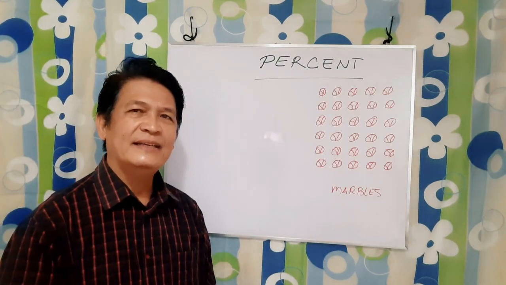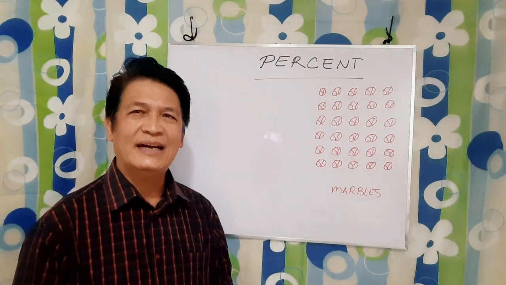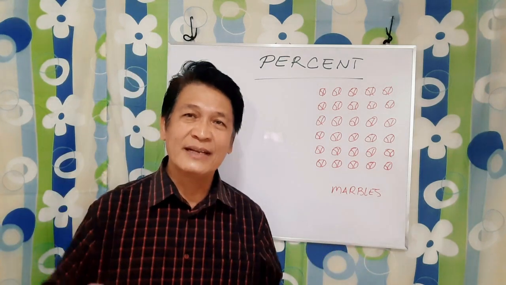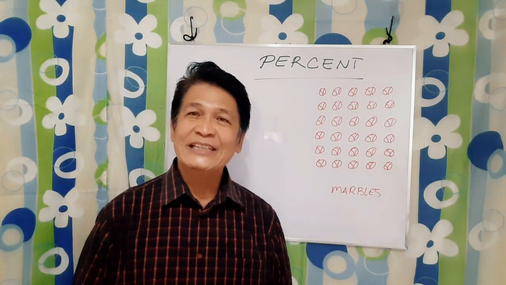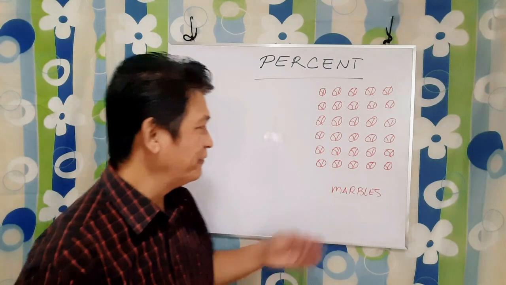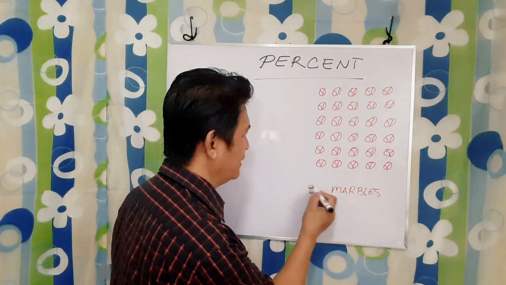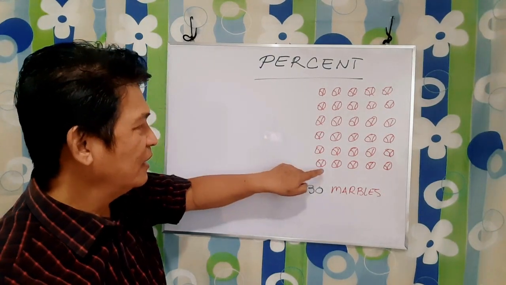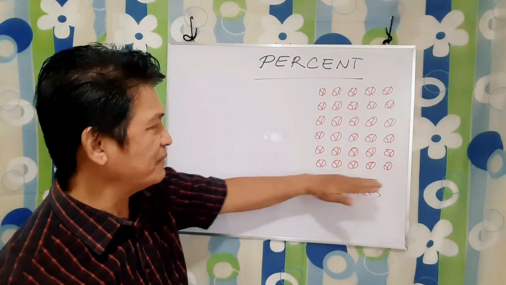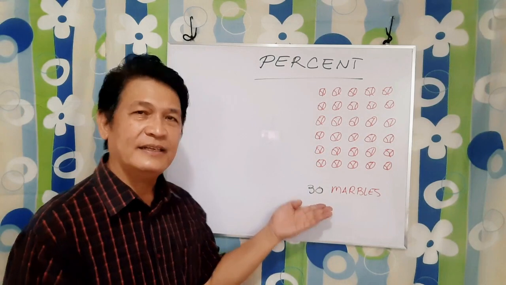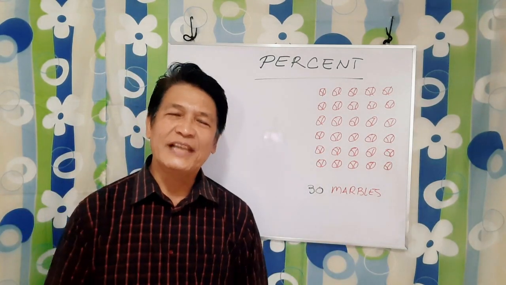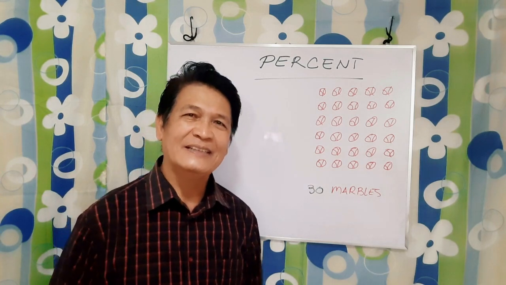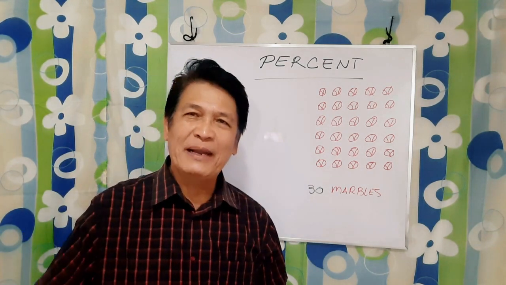Now let us apply percentage in our actual life. For example, you have a friend and you want to play with him. And you have, for example, 30 marbles, because 6 times 5 is 30. Now, assuming that you have 30 marbles and you want to play with your friend who does not have any, and you say, okay, let's play.